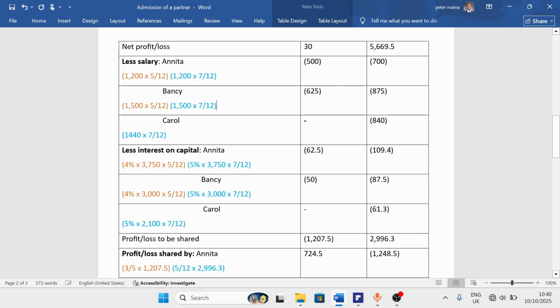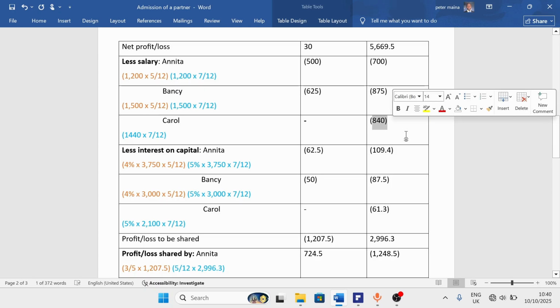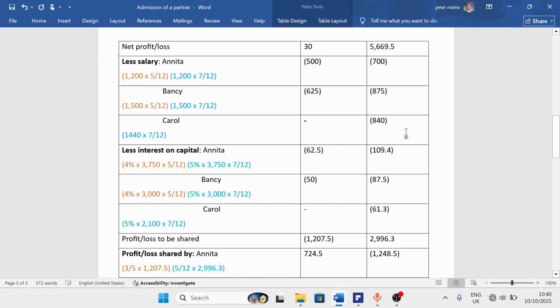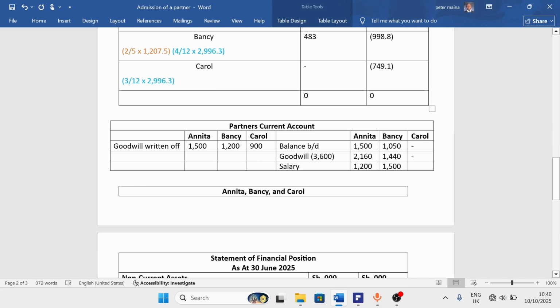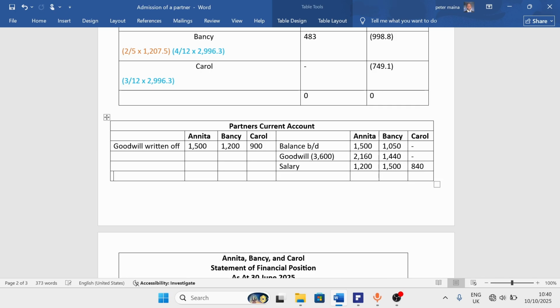Here for Bansi, 625 plus 875. And then for Carol, the salary that she was paid as a partner is 840. We are not showing the salary that she was paid while she was still an employee. So as a partner, we are going to credit her with 840.